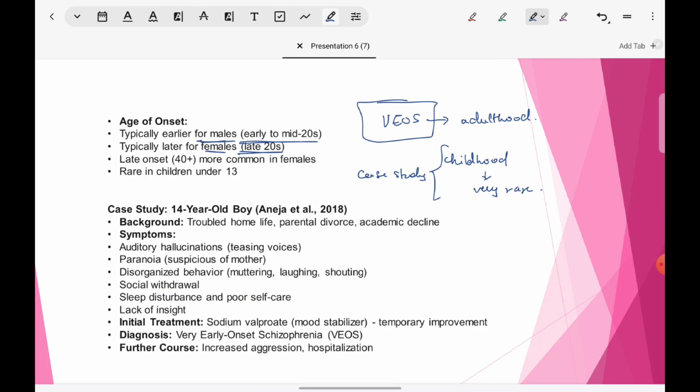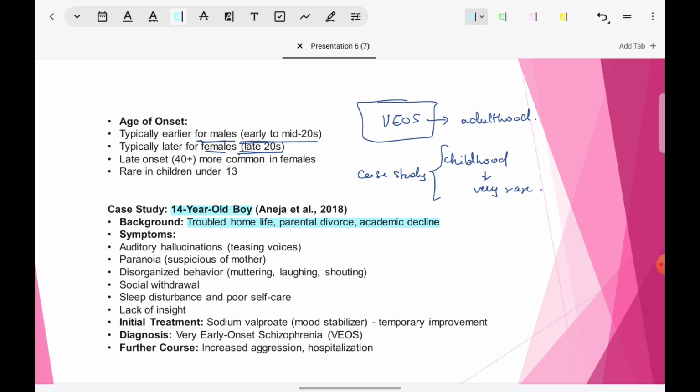So this case study will help us understand that in the rare possibility that schizophrenia begins very early, what is the course of the disorder? So Aneja et al.'s aim was to see how a 14-year-old boy was suffering from schizophrenia. If we look at the background of the boy, he had a troubled home life. His father was aggressive and violent, which is why his mother had to leave him. And then the boy started living with his maternal grandparents.